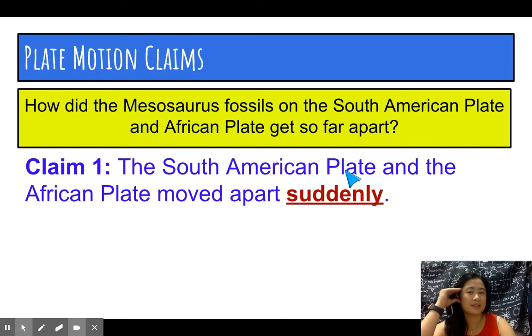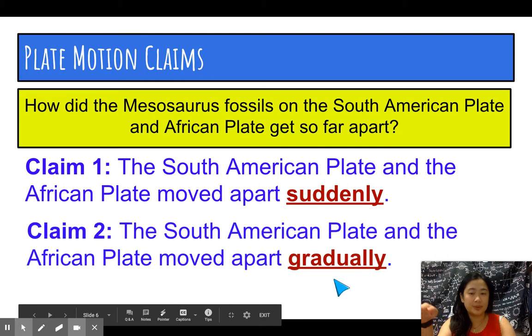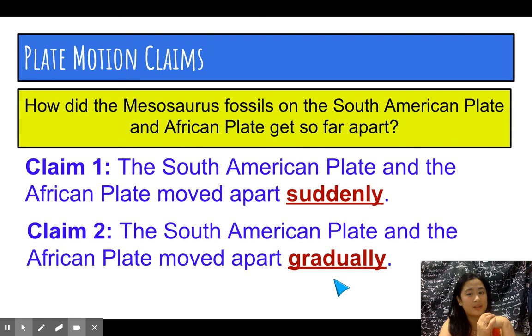Our first claim is the South American plate and the African plate moved apart suddenly. So that means that they were once together and they suddenly moved far apart. So that means they moved apart in a quick fashion. Claim 2 is saying that the South American plate and the African plate moved apart gradually. So that means the plates were once together and it took a long time for them to separate.